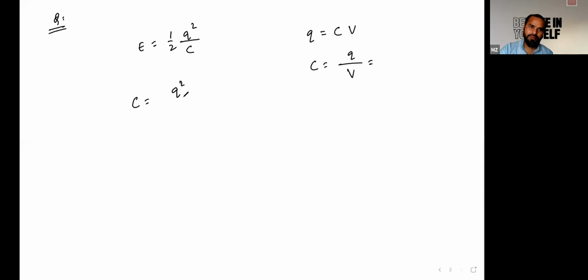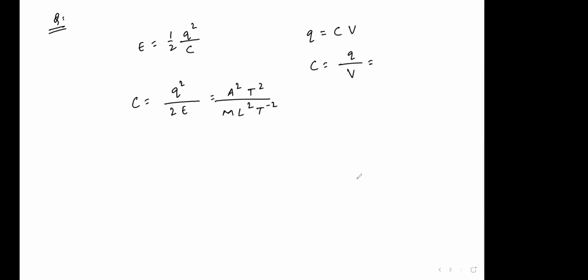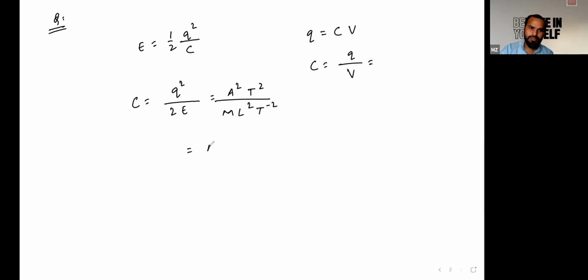Suppose for capacitance, you can write Q equals C times V, so C equals Q divided by V. Or you may solve it by energy equals half Q square over C, so C would be Q square divided by 2 times E. On putting their dimensions, it would be A to the power 2, T to the power +2, divided by E, which is energy, M L square T to the power -2. Bringing them to the numerator, it would be M to the power -1, L to the power -2, T to the power 4, and A to the power 2. So this would be your dimension for capacitance.